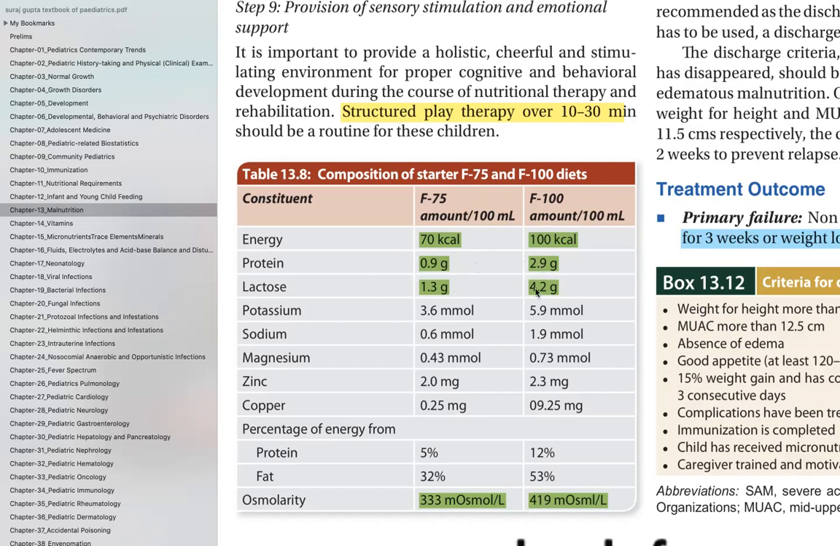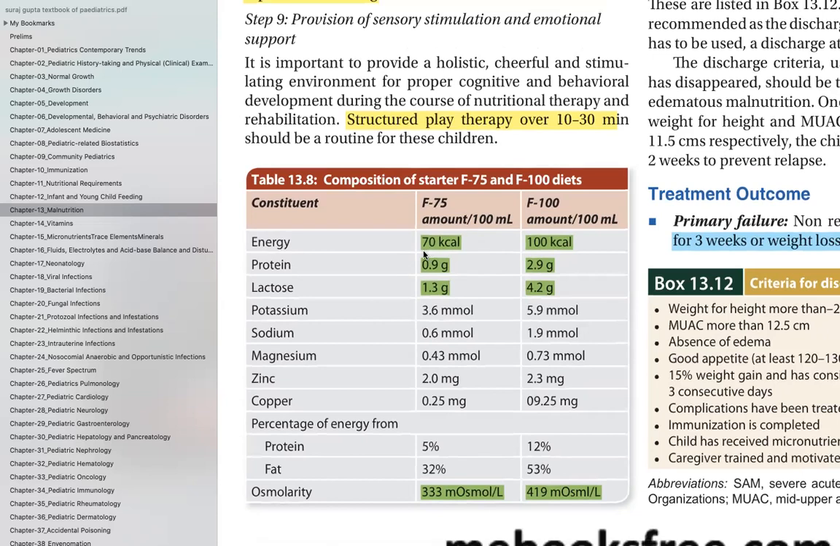Lactose is almost 3 times, or more than 3 times. And the rest of the other things is osmolality. Osmolality is 333 milliosmoles in F75 and 419 milliosmoles in F100. The calories are more, the osmolality will be more. Everything is more. You can just remember it as energy is also more, protein is also more, lactose is also more, potassium is also more. So definitely it is a higher dense diet.